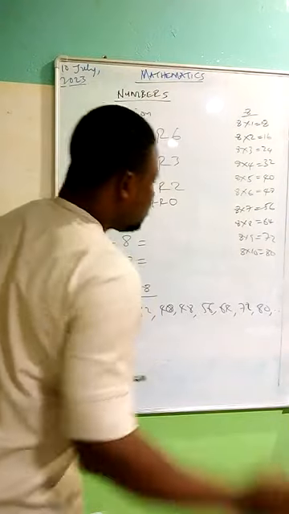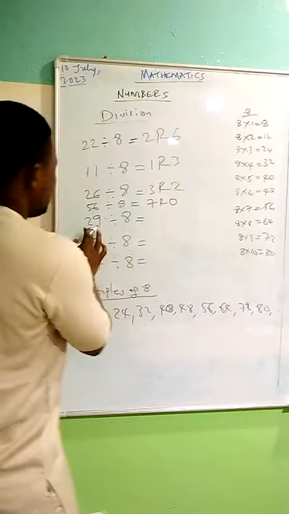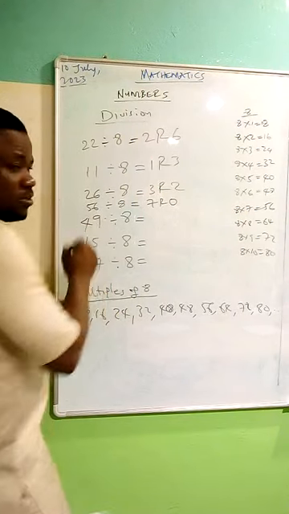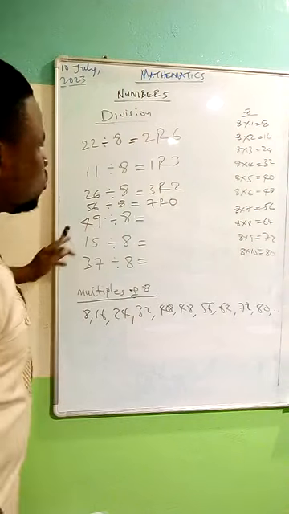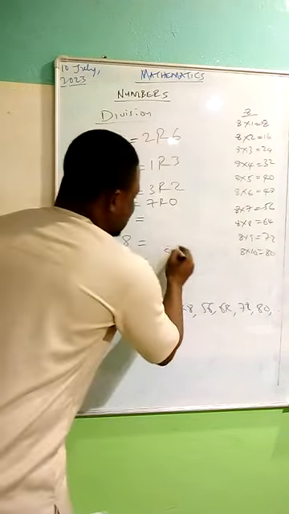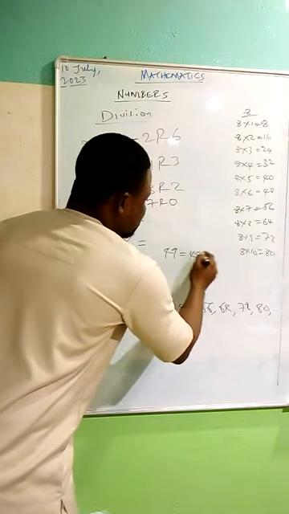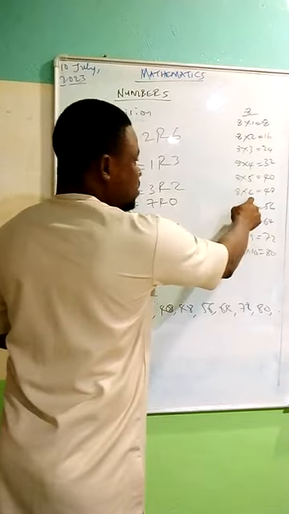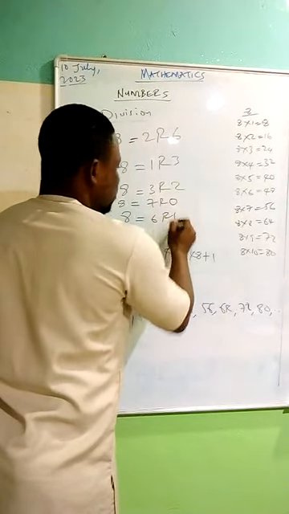So the next I'm having is what now? 29. Let me not use 29. Let me use something else. Let me use 49 instead of 29, right? So 49 comes after what? 48. After 48, right? So I have 49 to be equal to what? 48 plus what? Plus 1. Are you there? So I'm checking 48 to get what now? 6. Remainder 1. Is that okay?